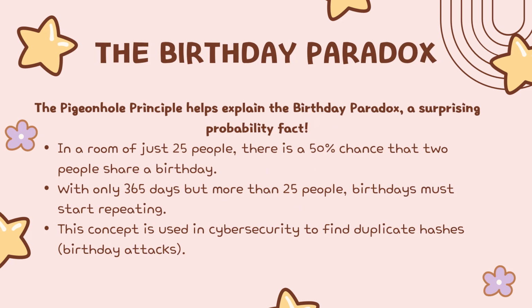So what's the birthday paradox? It helps explain it. It's a surprising probability fact. In a room of 25 people, there's a 50% chance that 2 people share the same birthday. With only 365 days, but more than 25 people, birthdays must start repeating. This concept is used in cybersecurity to find duplicate hashes, also known as birthday attacks.